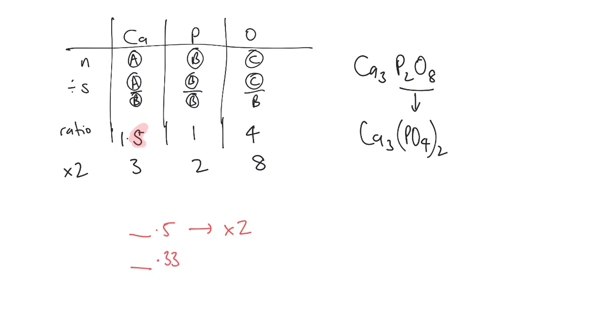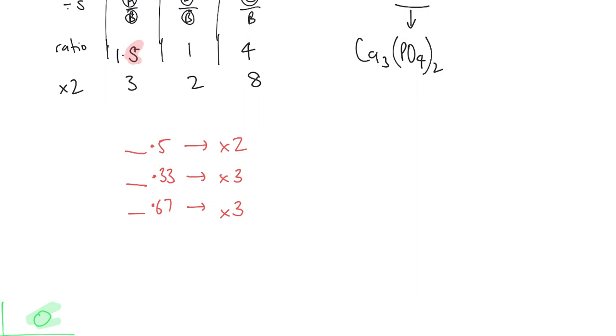What happens if you see a 0.33? What should you times it by? Times by 3. What happens if you see a 0.67? Times it by? 0.67 is what as a fraction? 2 over 3. So to turn it into a whole number ratio, you times by 3. Okay? What do you think the next one will be?